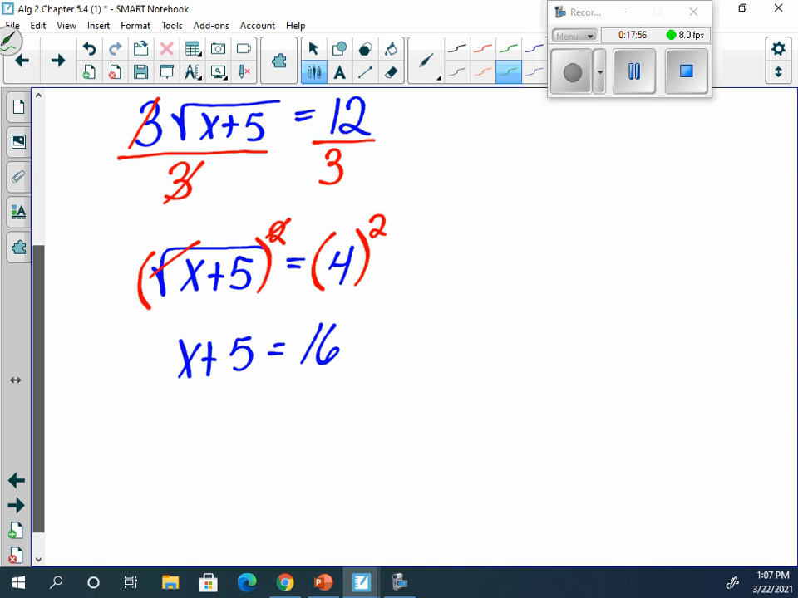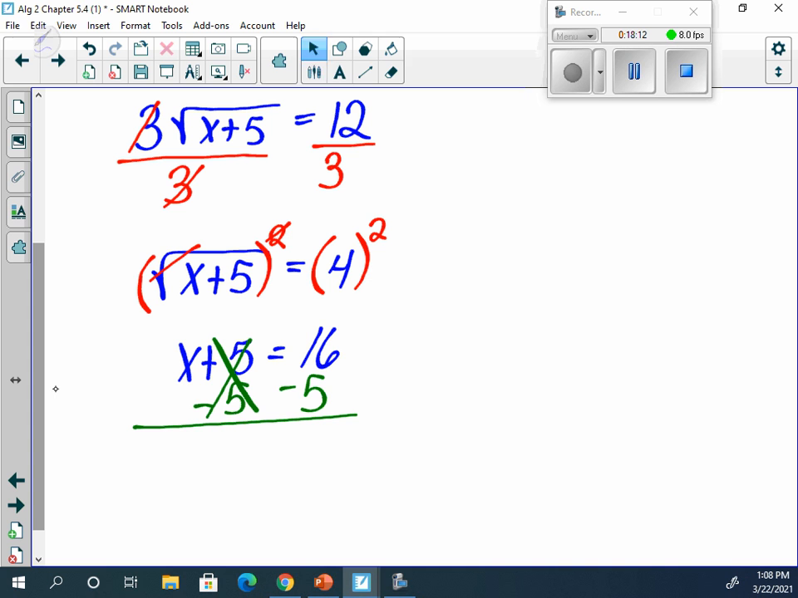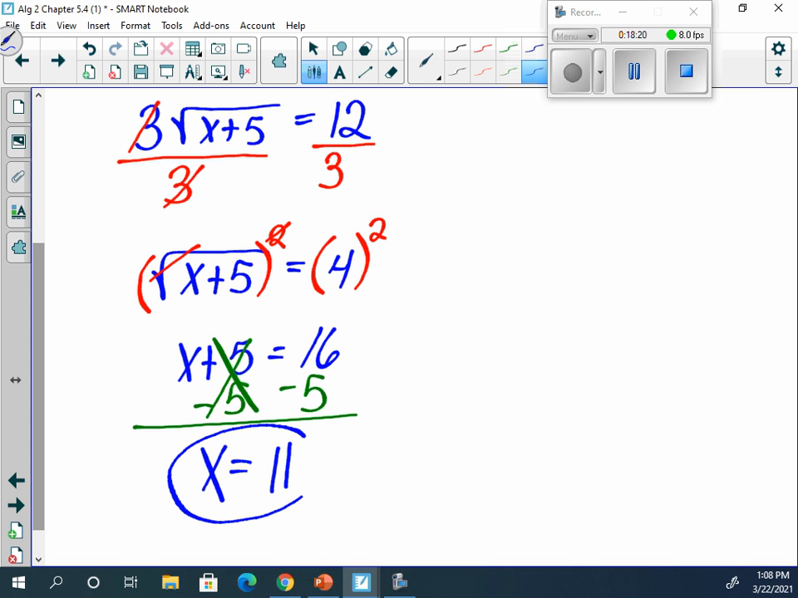Now we have x plus 5 equals 16, so we do need to finish solving this by subtracting 5 from both sides, because 5 minus 5 would give us x by itself. And 16 minus 5 is 11. And that's our answer.